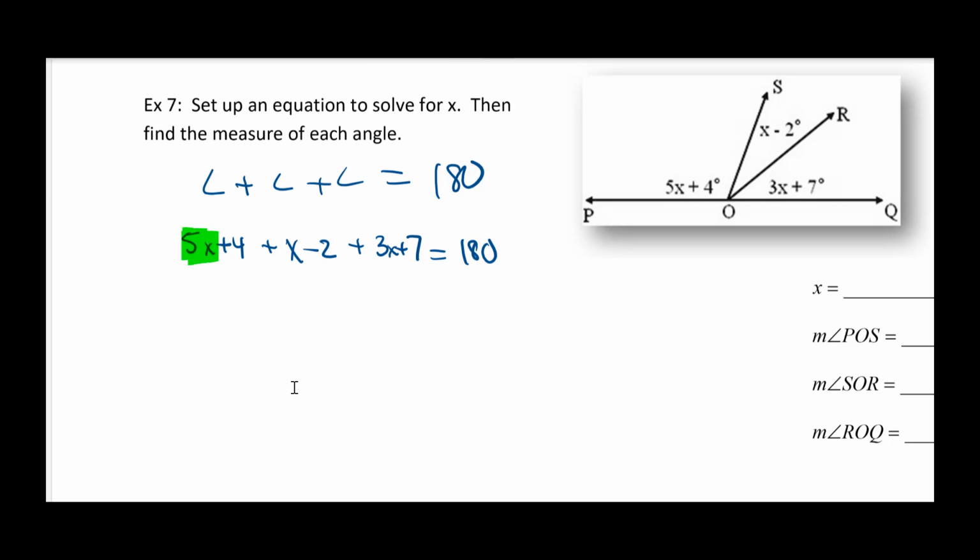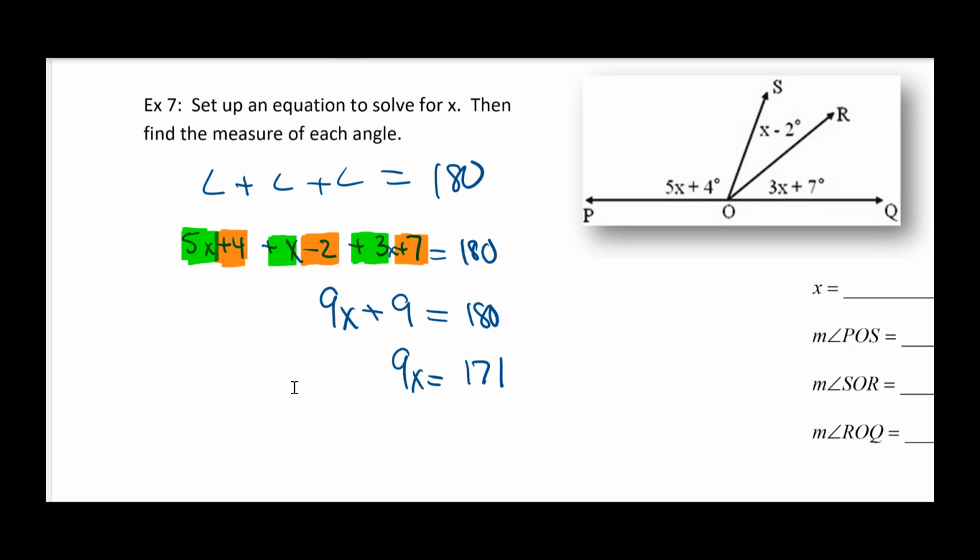Now again, I'm going to combine like terms here. So 5x plus an x plus a 3x add up to a sum of 9x. Now, my other values: plus 4 minus 2 gives me a sum so far of 2. And if I add 7 to that, 2 plus 7, that gives me a sum of 9. So plus 9 equals 180. Subtracting 9 from both sides, I'll get 9x has a value of 172. And you got to be careful on that, because it's not 172, it's 171.